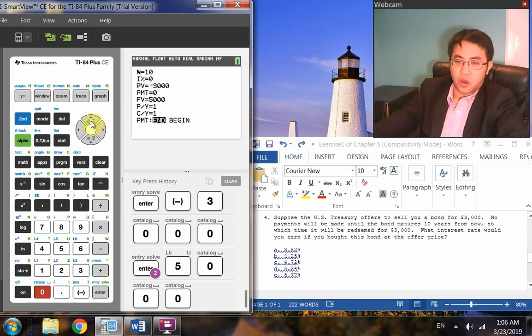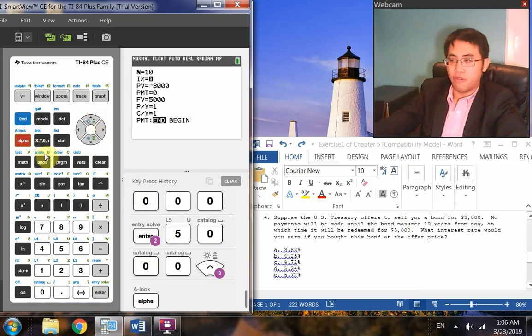And then you will scroll all the way back to get this I. You need to hit alpha, enter to solve. So your interest rate should be 5.24%. That's the interest rate offered by the Treasury.